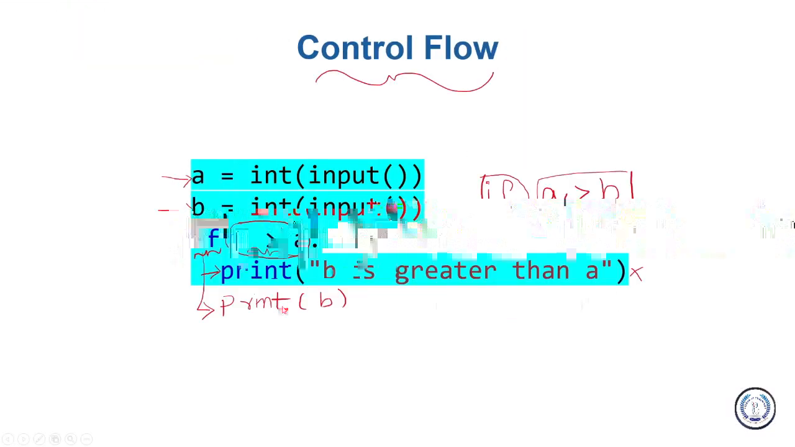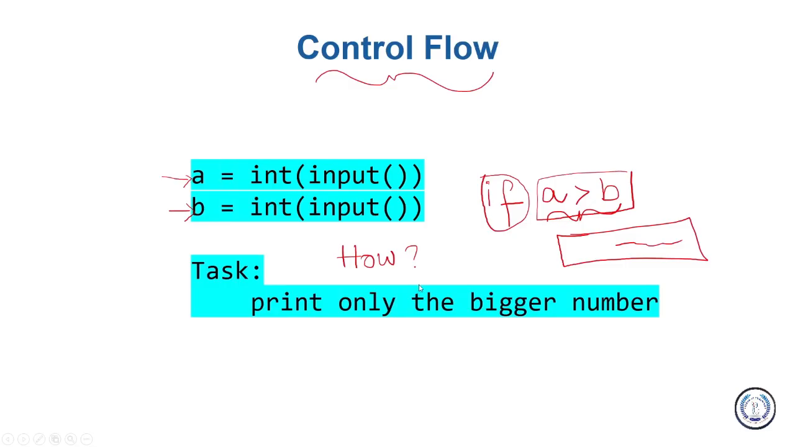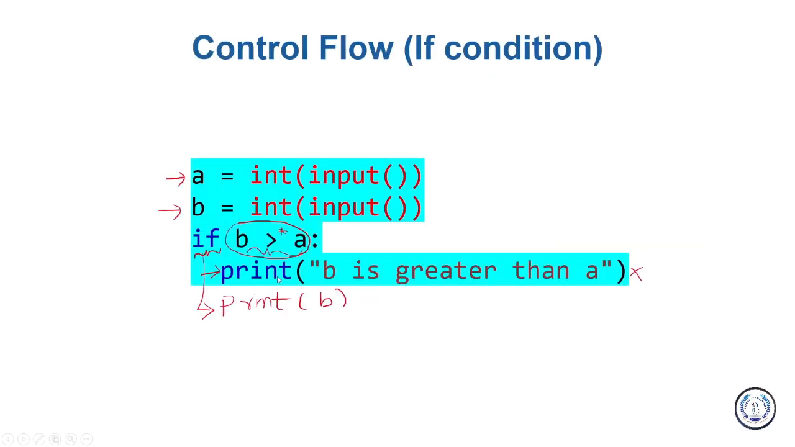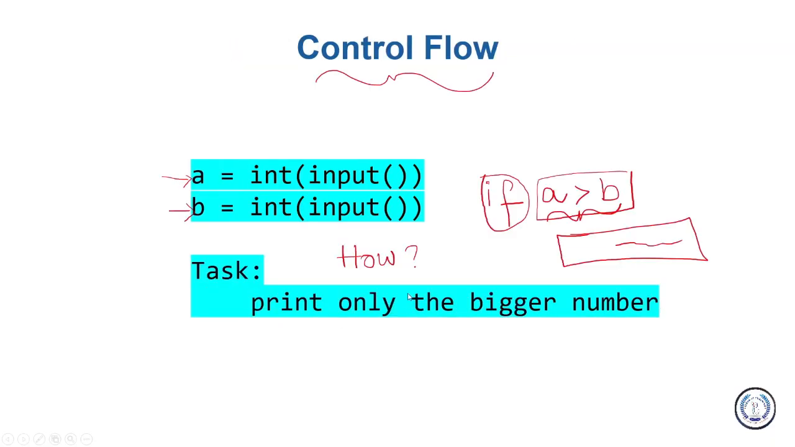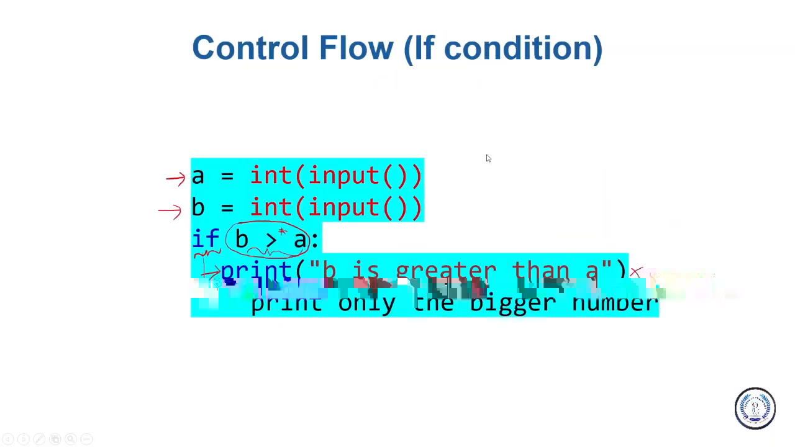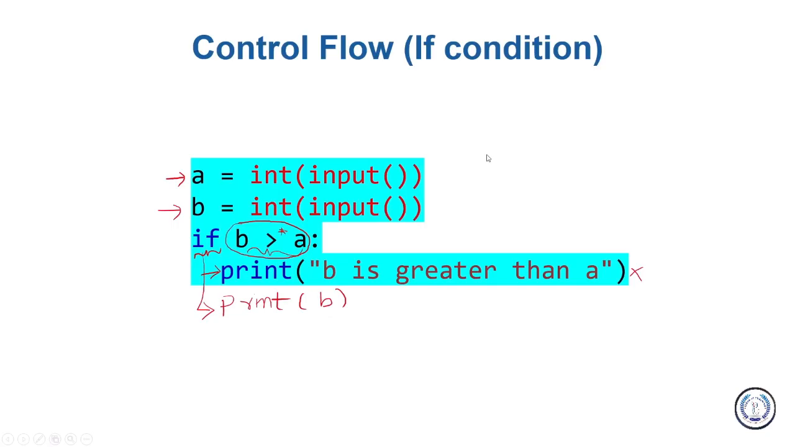But the question is, are we done? We are going to print only the bigger number. We have printed the one that is, if A is bigger, we have printed that. What if B is bigger? We have not solved the task yet. This is the task, we have not solved the task yet. So how to do it?